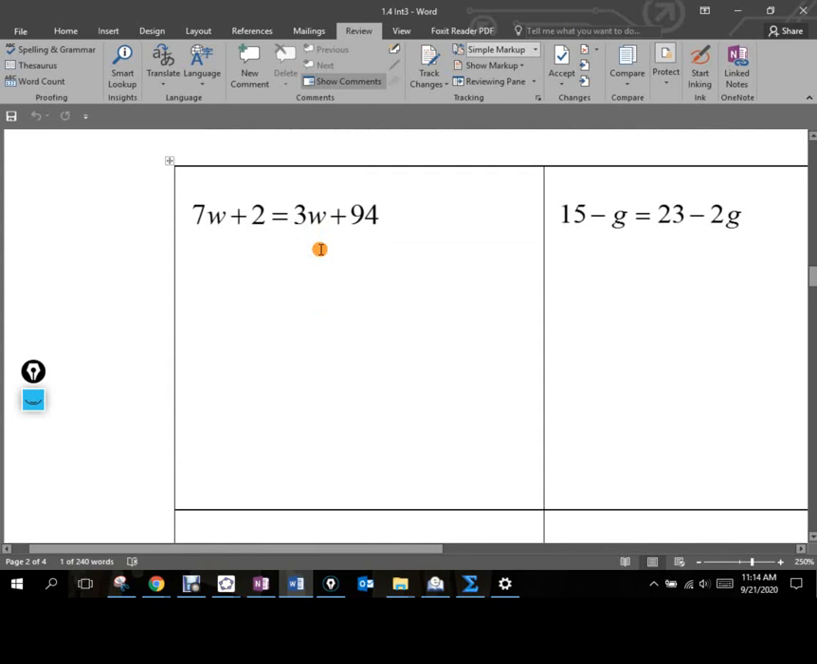These early ones are just focusing on trying to get all variable terms to one side and all constants to the other side. So we're using inverse operations here. So what do you guys want to do first? I'm trying to solve this equation. What do you want to do first? Subtract 2. Why that one?